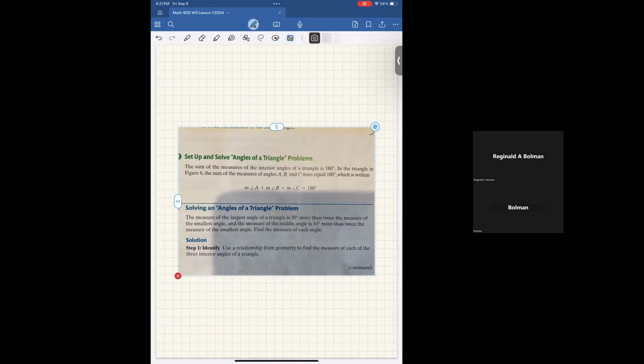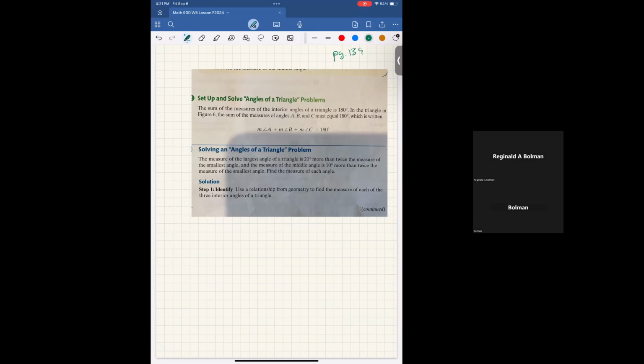This is an example found on page 139 in your textbook. It says the measure of the largest angle of a triangle is 20 degrees more than twice the measure of the smallest angle. And the measure of the middle angle is 10 degrees more than twice the measure of the smallest angle. Find the measure of each angle. Okay.